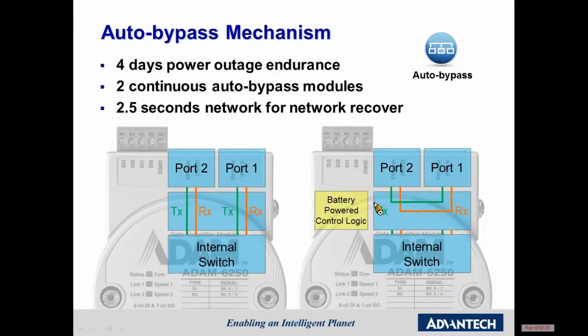The auto bypass mechanism has built-in relays that are powered on whenever the module is powered off. This can be supported for up to 4 days. It can support 2 modules in auto bypass. And after the module powers back online, it takes 2.5 seconds for the network to recover.